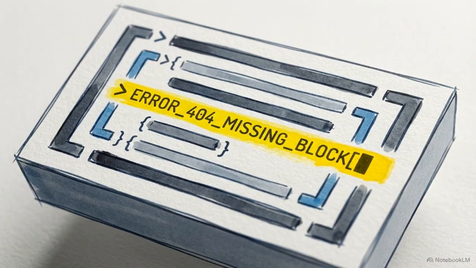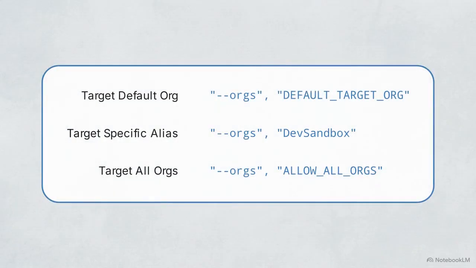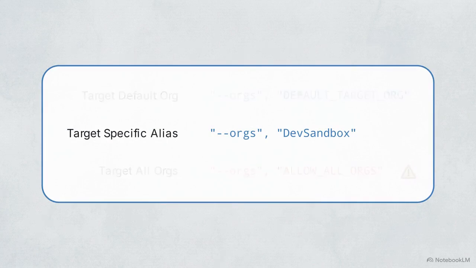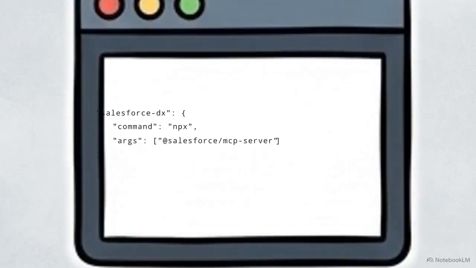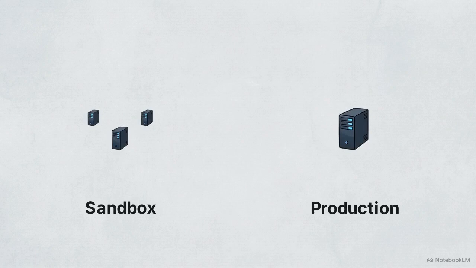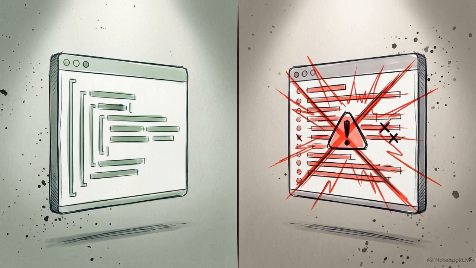To define these permissions, go back to your JSON arguments array and add the --orgs flag. This table compares your options: default target org, an exact alias, or allow all orgs. Do not use allow all orgs, as blanket access is a massive security risk. Instead, tie this to a safe sandbox environment by typing that exact alias right after the orgs flag. This scoping parameter restricts the AI's operations to the specified environment. It prevents accidental command execution or code deployments to your production instance.